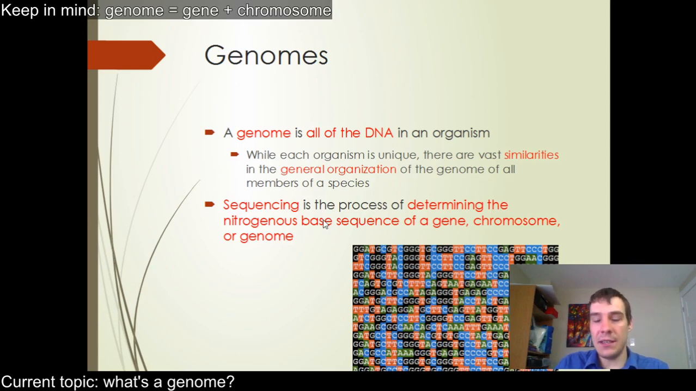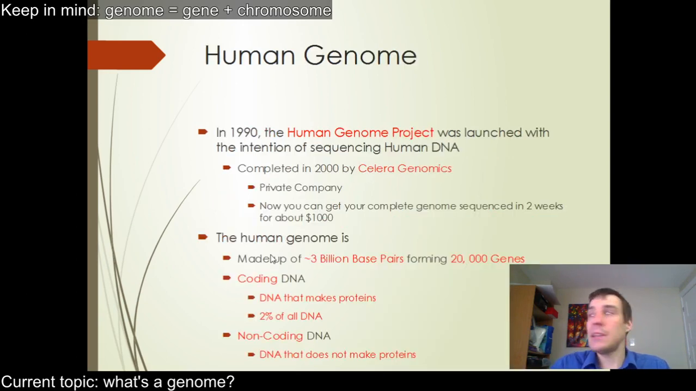Sequencing is how you figure it out. So, the sequence is like A, C, T, C, G, A, T. Everyone's got a specific sequence of that stuff. And you can sequence a gene, so just the gene. You can sequence a chromosome, or you can sequence the whole genome. And that's what they tried to do. They tried to sequence one particular human's genome, and they launched that in 1990.